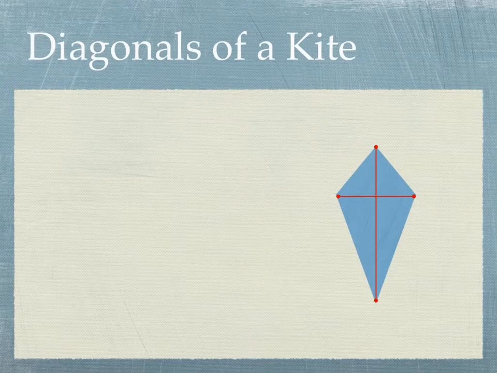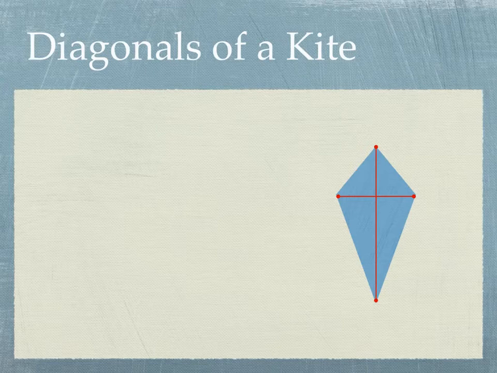So let's talk about those diagonals. Here's a kite with both diagonals drawn in. Somebody make an observation for me. What do you think is true about those diagonals? Keegan? They're perpendicular. They are perpendicular, you are right. And not only are they perpendicular, but one of them bisects the other.